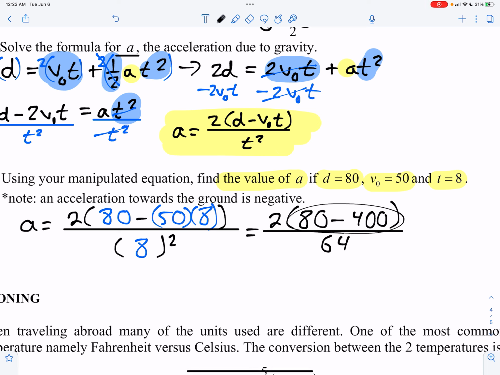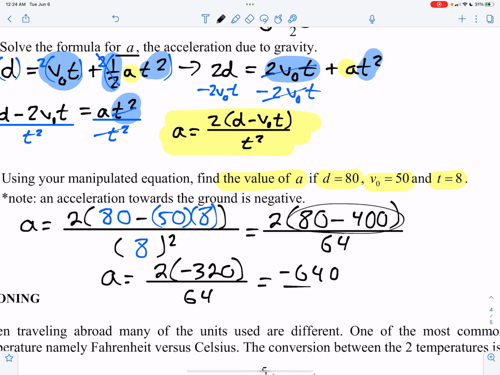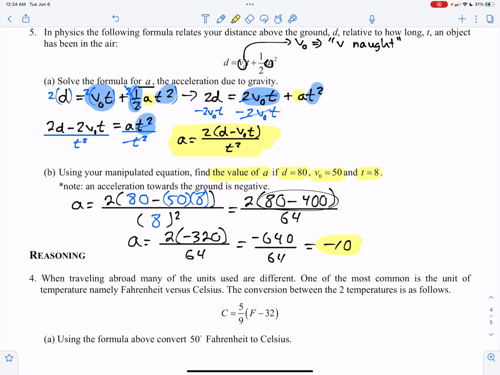Now taking a look at that part, 80 minus 400 is negative 320. So we have 2 times negative 320 over 64. Well, 320 times 2 is negative 640 over 64. Well, that gives you negative 10. There's our value for the acceleration due to gravity. The units, again, are meters per second squared, but we don't have to know that necessarily. We're just, again, doing the algebra behind this.